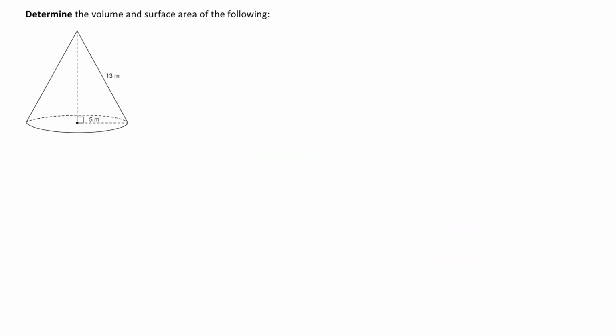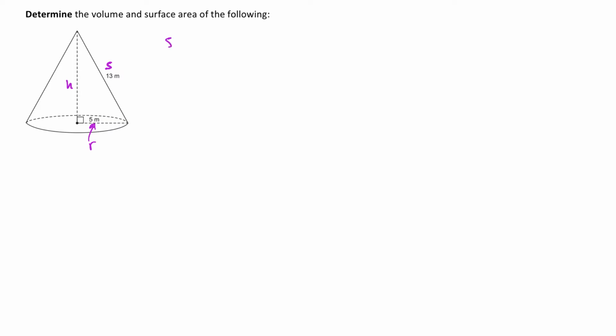Our first example today asks us to determine the volume and surface area of the following shape. In this case, we have a cone. Our cone has a slant height of 13, and it's got a radius of 5. And we don't know what the height is, and we're trying to find 2 things. We're trying to find the surface area, and we're trying to find the volume.